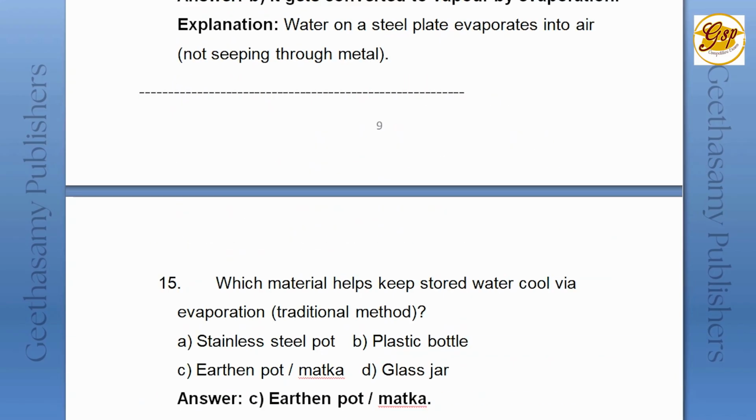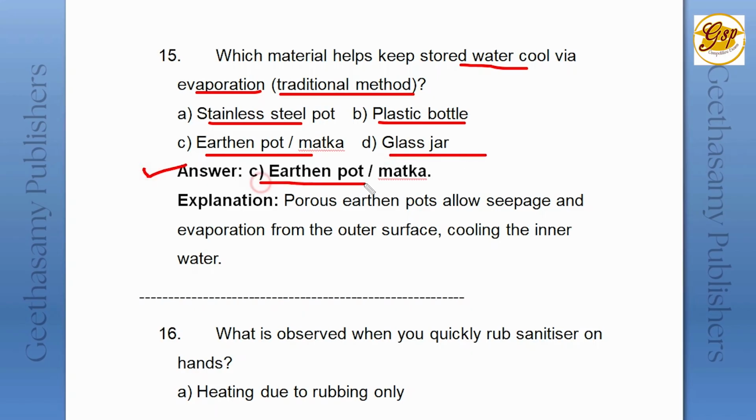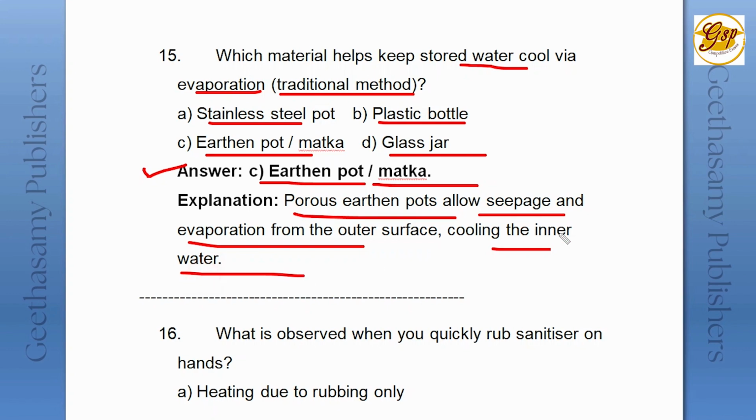Right? And 15th question. Which material helps keep stored water cool via evaporation? That is a traditional method. Stainless steel, plastic bottle, earthen pot or matka, or glass jar. The correct answer is earthen pot or matka. So the porous earthen pots allow seepage and evaporation from the outer surface, cooling the inner water. Right? So that's science.